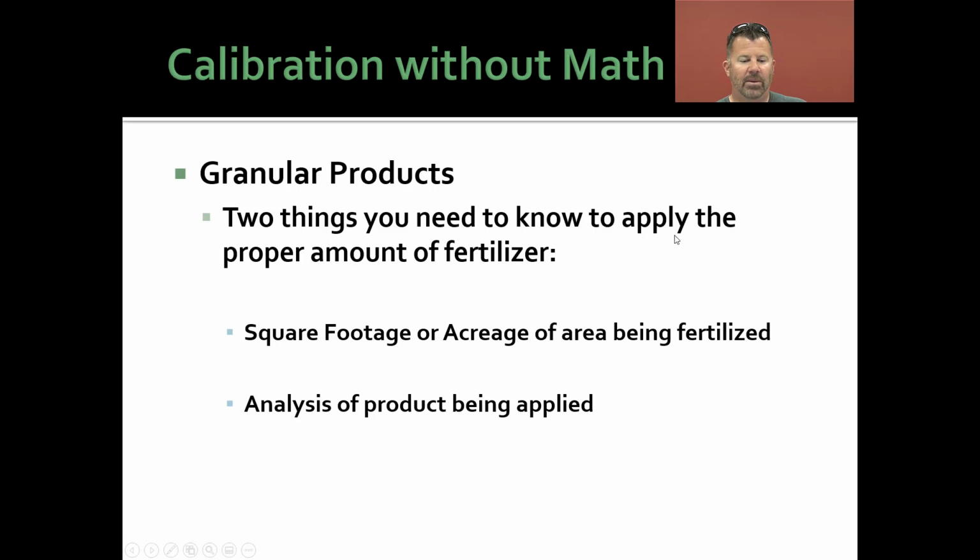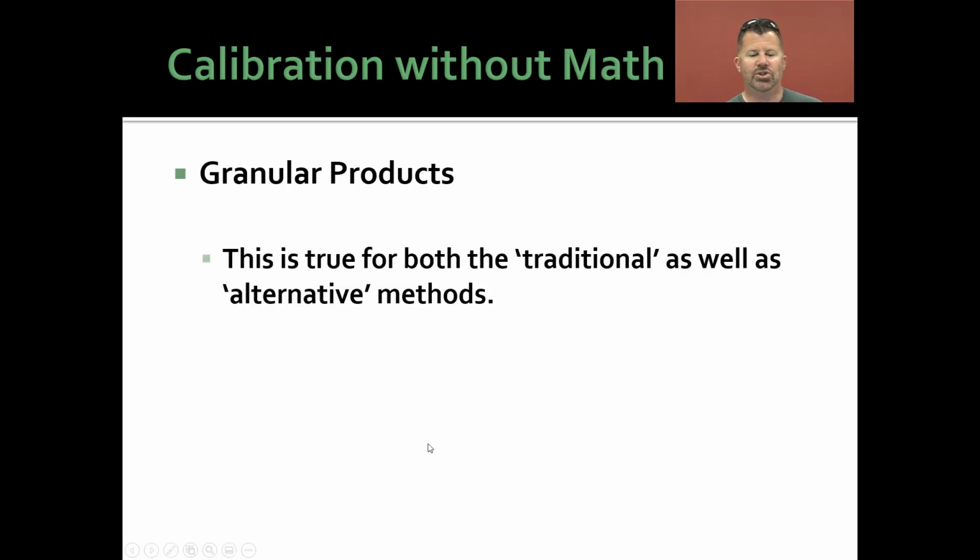2 things you need to know to apply the proper amount of fertilizer: the square footage or acreage of the area being fertilized. So we've studied those geometric shapes, guys, in this course already, so you know how to calculate your footage and acreage. If it's more than 43,560 square feet, that's the square footage in an acre. And then we need to know the analysis of the product being applied. This is true for both the traditional as well as the alternative methods.